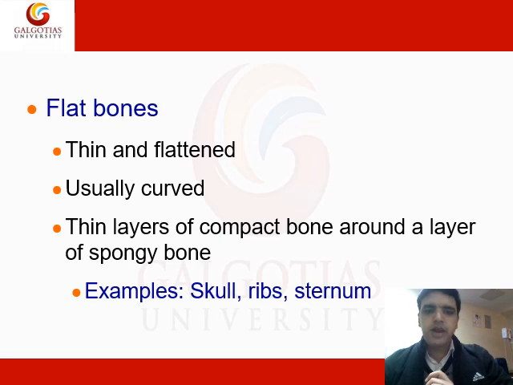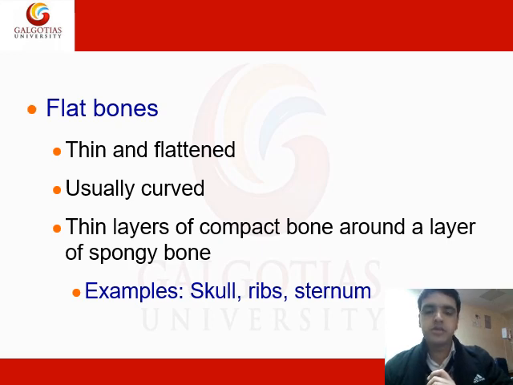Next is the flat bones. They are basically thin and flattened in shape. Apart from that, they will usually be curved. The surface of the bones will always be curved. Thin layers of compact bone will be found around a layer of spongy bone.